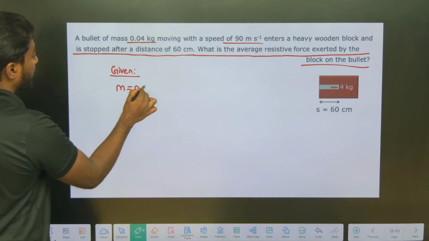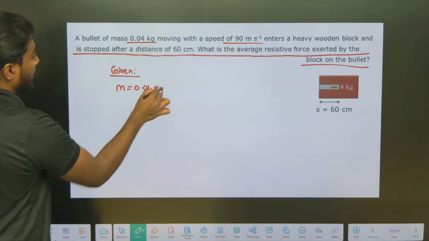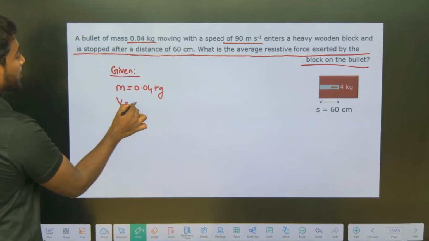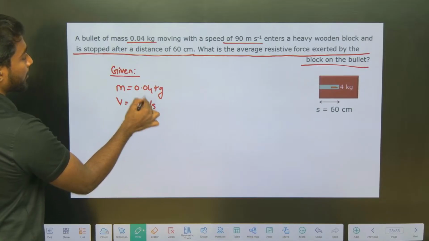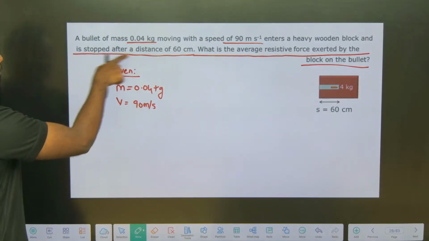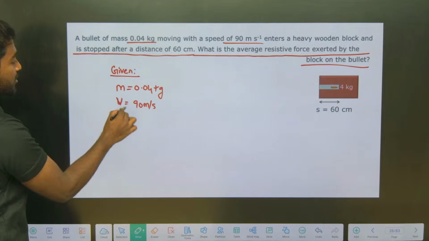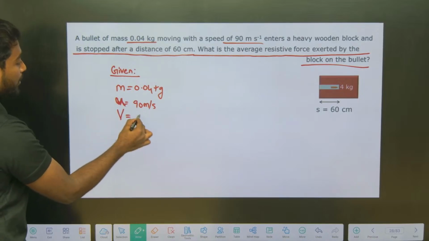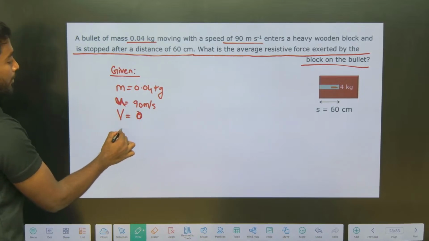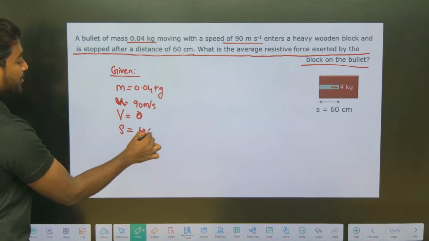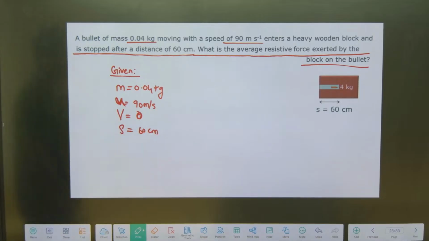So, let me write the given things here. Mass equals 0.04 kg and speed is 90 meter per second. Wooden block and stopped after a distance. Stopped means the initial velocity is u, the final velocity v is 0. So, S is equal to 60 centimeter. What is the resistive force they are asking?